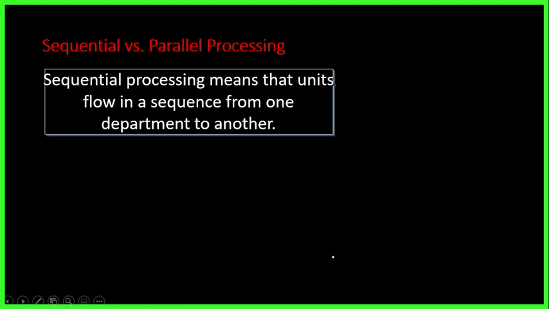Okay, in addition to that, you also have the concept of sequential versus parallel processing. Now, what are these? When we say sequential processing, this means that units will flow in a sequence from one department to another. Okay, so from department 1, department 2, department 3. Like for example, if your product is, let's say, sardinas, di ba? Okay, upon catching the fish, assuming mega yan, mega.